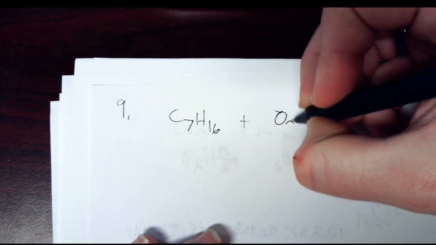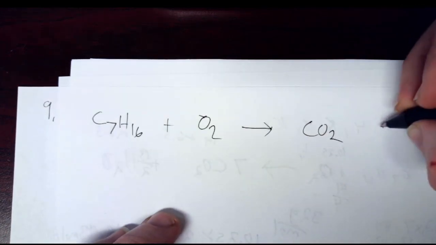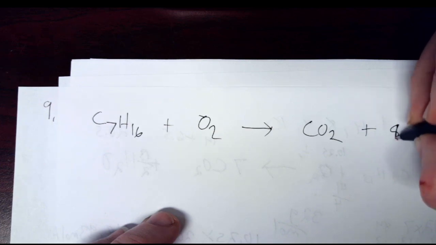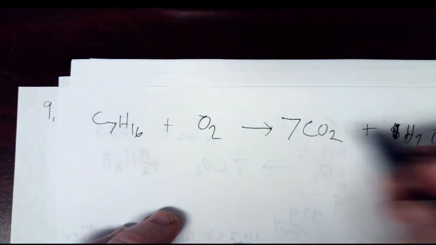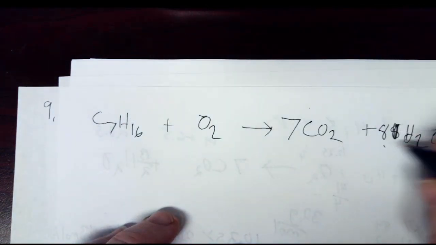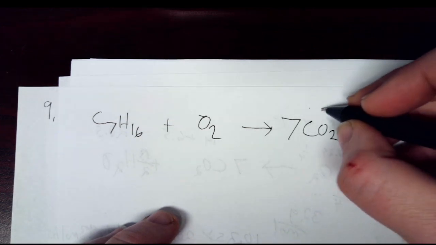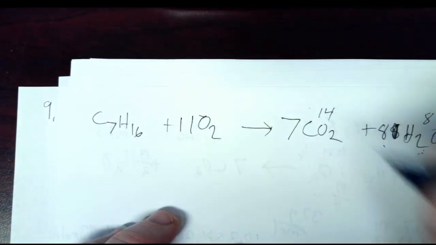So O2, CO2, and water. So 7 carbons, 8 hydrogen, 8 waters. So 8 plus 14 means we have 22, so that means we're going to need 11 oxygens.